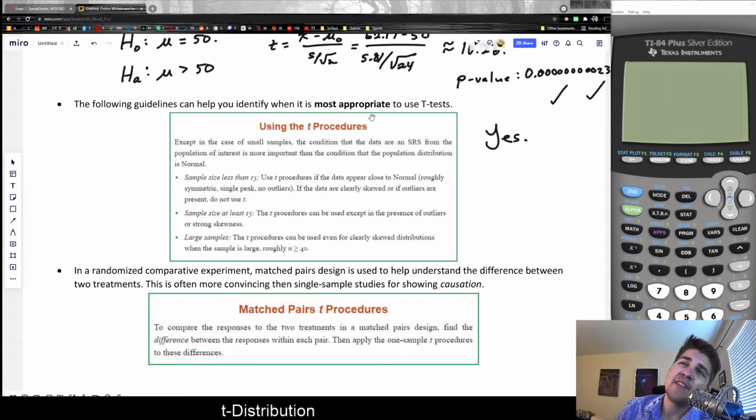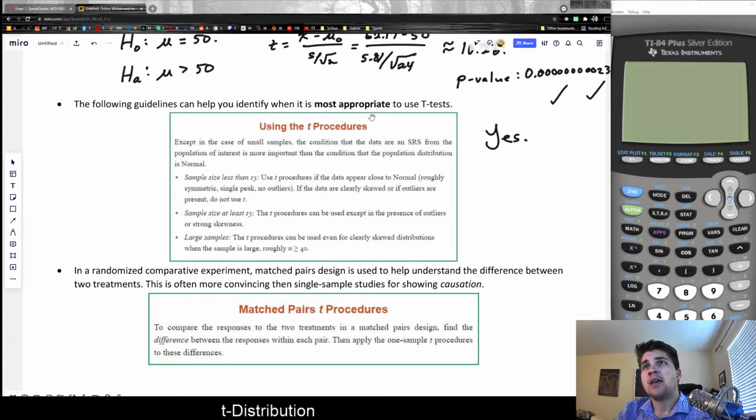It says, if the sample size is less than 15, use t-procedures if the data is close to normal, roughly symmetric, and so forth. If the data is clearly skewed, has outliers, or is non-normal, you do not want to use a t-distribution. So basically, if our data set is not normal and it's small, don't use t-distributions.